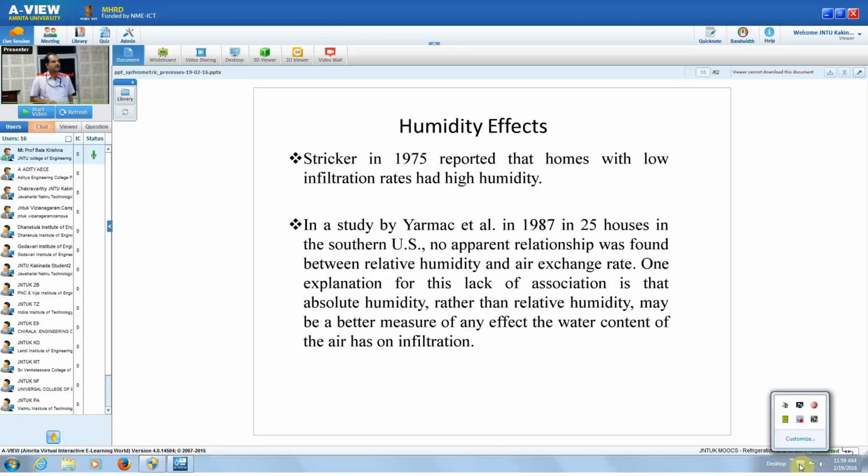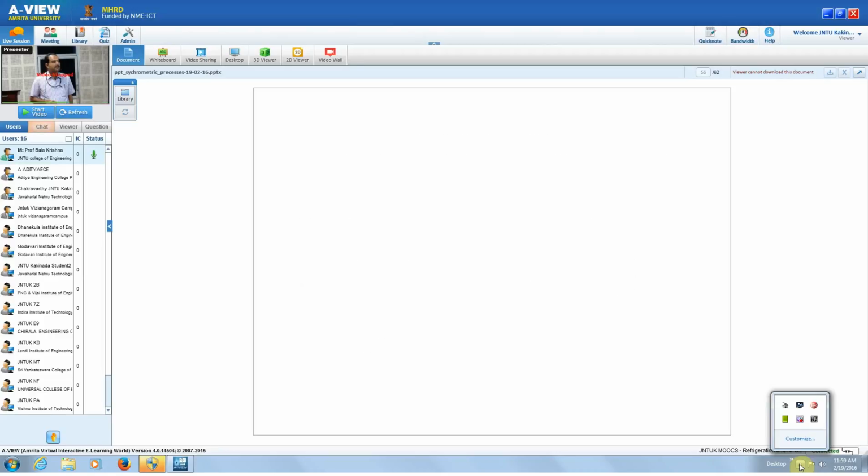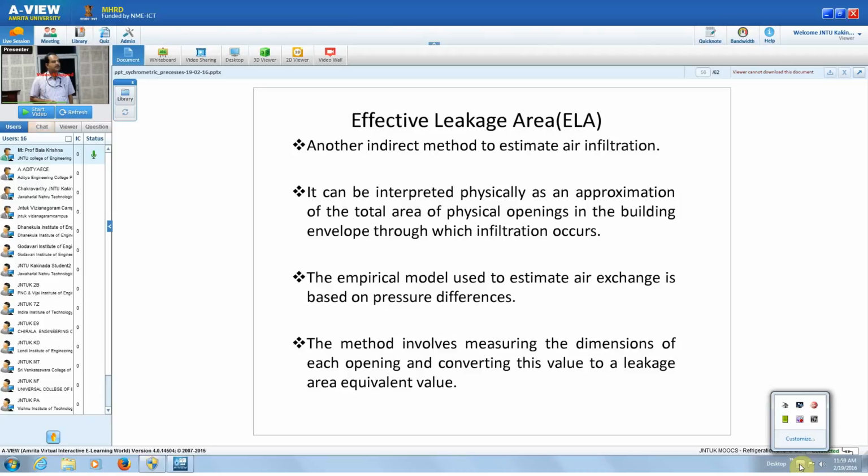In a study by R&AC 1987, no apparent relationship was found between the relative humidity and air exchange rate. One explanation for this lack of association is that absolute humidity, rather than relative humidity, may be a better measure of any effect the water content of the air has on infiltration. This is the humidity effect. Next slide.